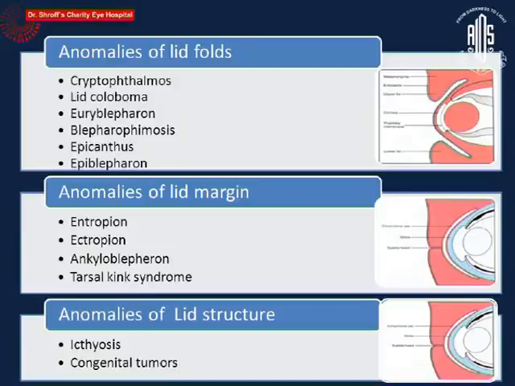If you go by the stages of development, there is a list of anomalies, but these are the common ones which we see in our clinic. Anomalies of the lid fold formation can give rise to either a partial or a complete cryptophthalmos, an eyelid coloboma, euryblepharon, blepharophimosis, or epicanthus or epiblepharon folds. In the lid margins, what we commonly see are the entropions and the ectropions, but we can see other things like the ankyloblepharon also. And in the anomalies of the structures, the commonest ones being the vascular anomalies that we see, the hemangiomas, and also the disorders of the skin like the ichthyosis and other congenital eyelid tumors.